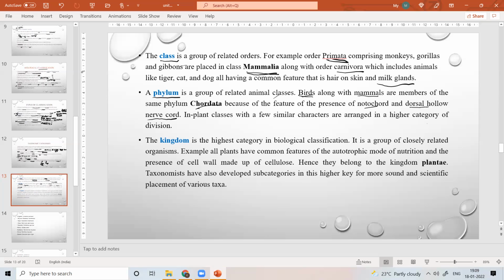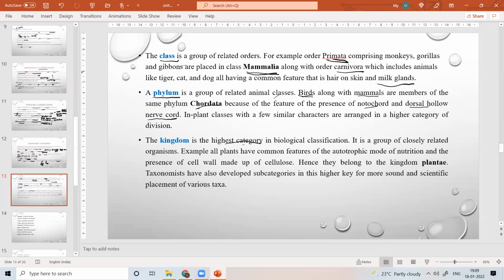So basically the next taxonomic rank is the kingdom. Kingdom is the highest category. All animals may be included in one kingdom. All plants will be included in the other taxon, called another kingdom. In that way, a kingdom includes a large set of animals or plants. It is a group of closely related organisms.